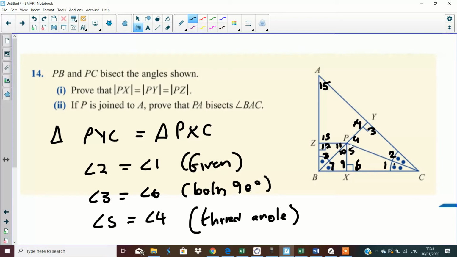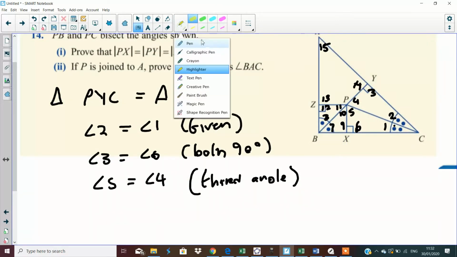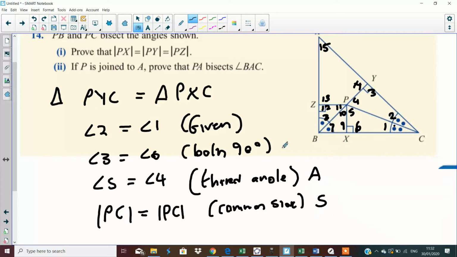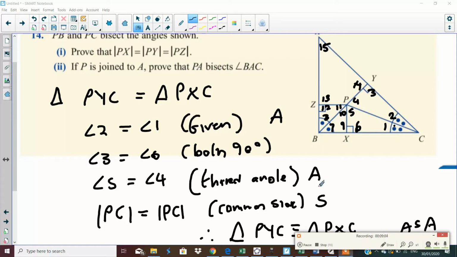So what can I say there? PC equals PC. And because PC equals PC, we can have an ASA for that. Now, I haven't all the way there yet. So PC equals PC, common side, isn't it? Now, this is the S, 4 is the A, and 2 and 1 is the other A. So it's therefore ASA, and you can say triangles are congruent, can't you? Therefore, triangle PYC, I have to use 3 equal signs, don't I? For congruent, equals PXC. Okay, stop there.